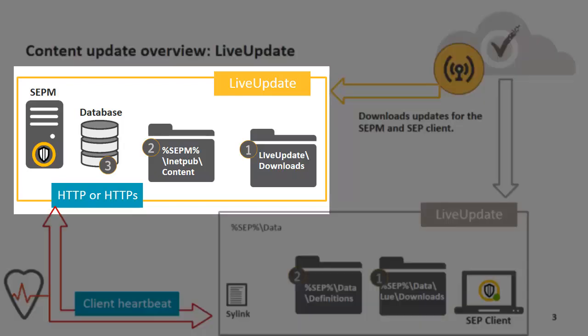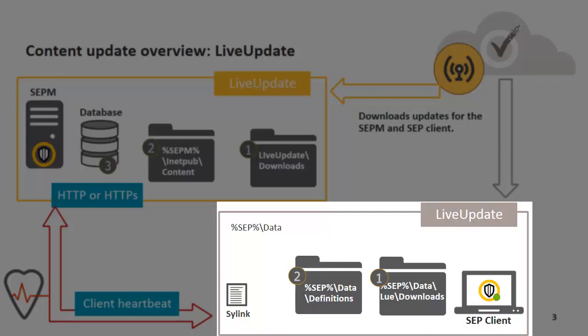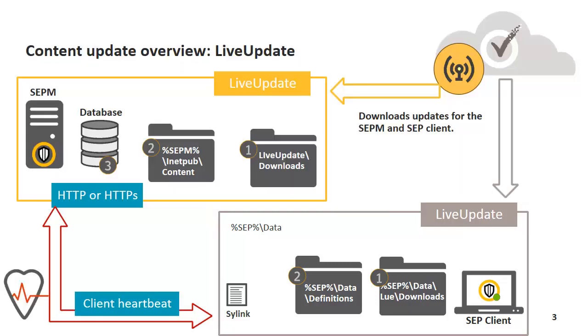On the SEPM, LiveUpdate compares the content catalog and places a series of livetri.zip files in the LiveUpdate downloads folder. After downloading and processing content, the SEPM places definitions in the inetpub content folder. It also places the content in the database. On the client, LiveUpdate uses the LUE downloads folder for retrieving content and installs content to the data definitions folder. Note that in this scenario, client heartbeat is not used for content distribution.